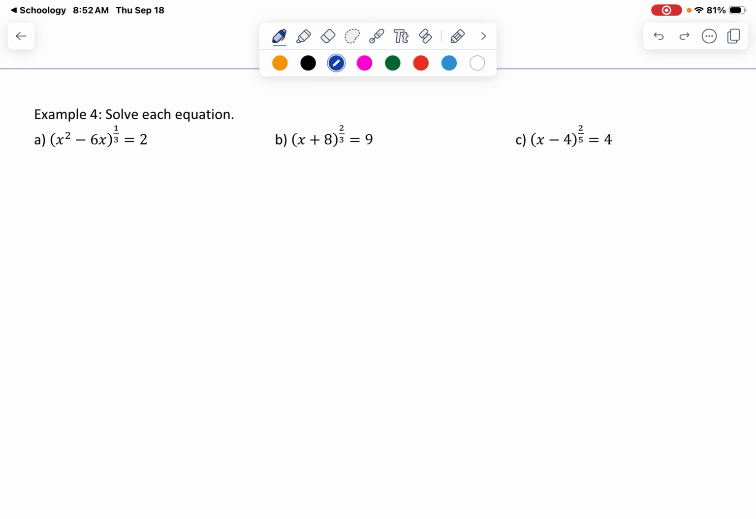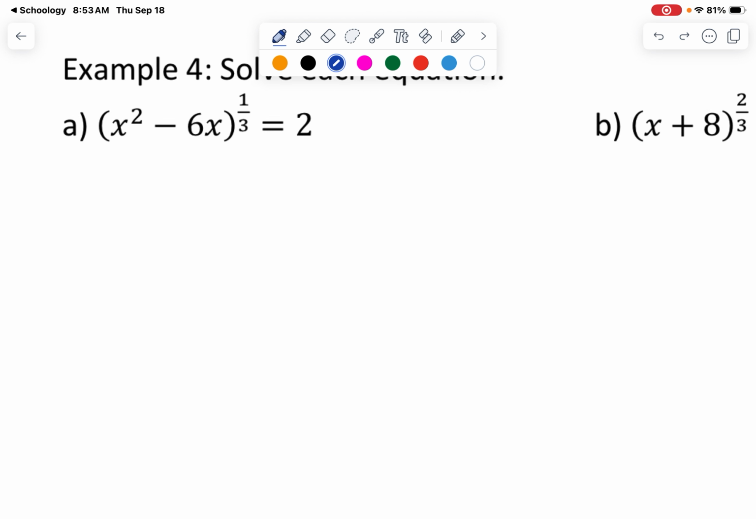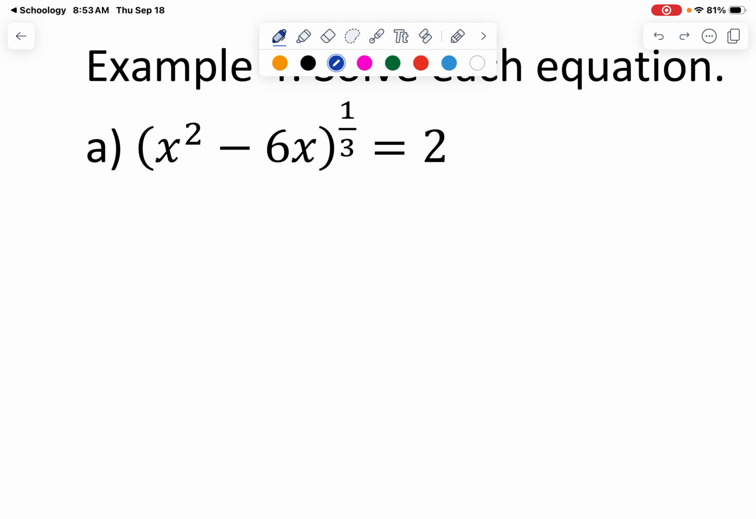If there was a 6 in front here, the first thing we would have to do is divide both sides by 6, but that's not the case in any of these problems, okay? Or if there was a +5 right here, the first thing we would have to do is subtract 5 from both sides, okay? All right, so I need to get rid of that 1/3 power. I need it to be a first power.